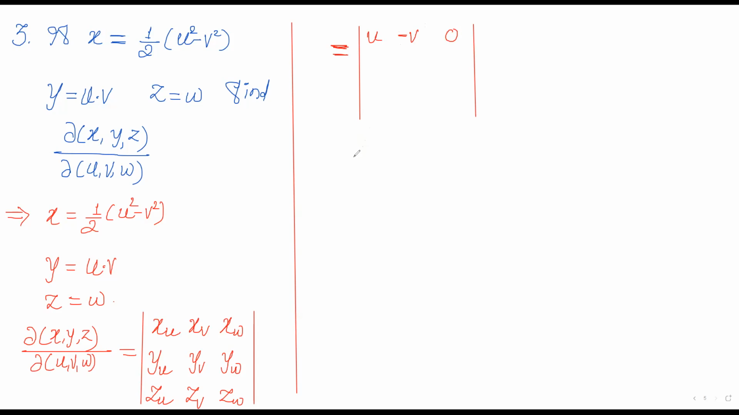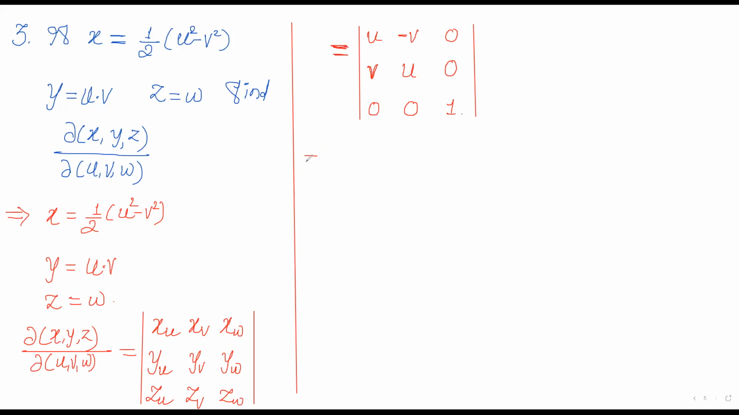Derivative of y with respect to u, simply v. Derivative of y with respect to v, it is u. Derivative of y with respect to w, it is 0. Next, z_u, derivative of z with respect to u, 0. 0. And derivative of z with respect to w, that is 1.